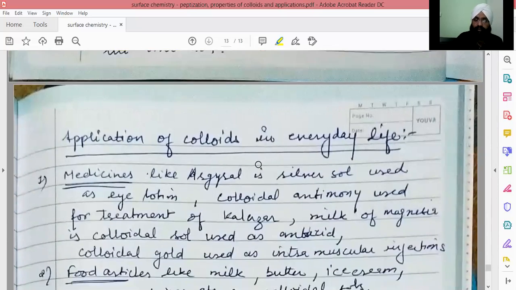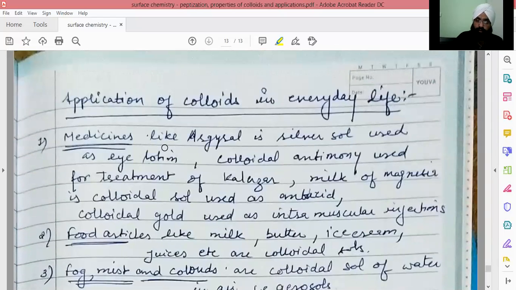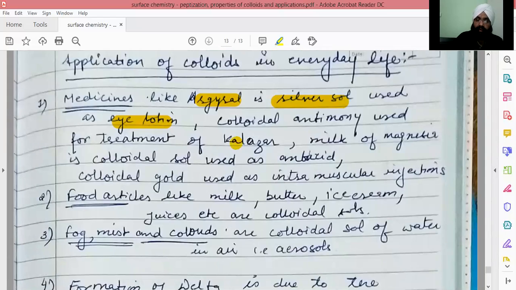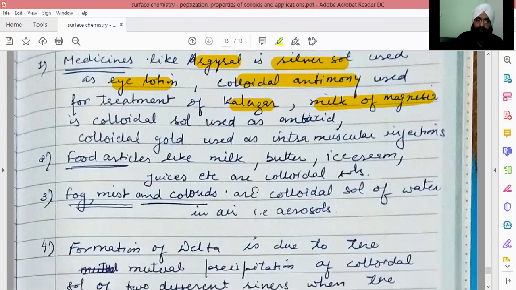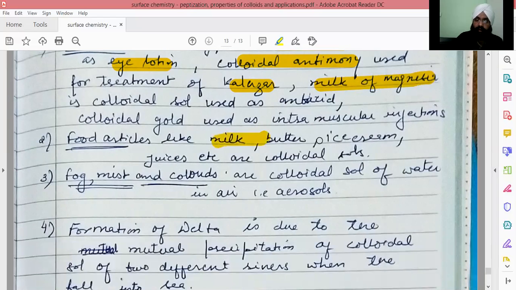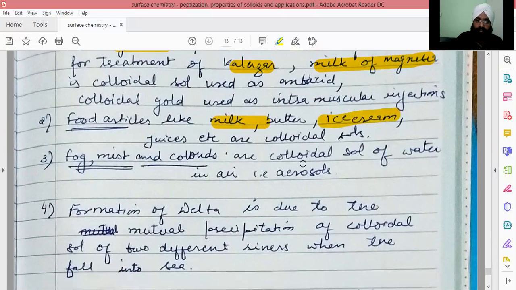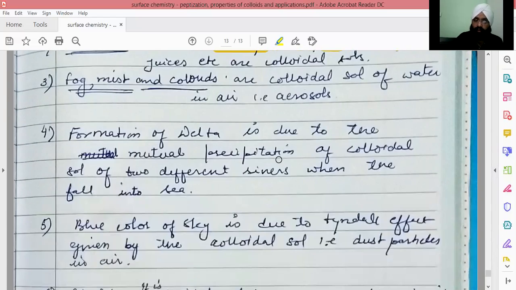Now, applications of colloids in daily life. Medicines like eye lotions of silver sol, argyrol, is a colloidal solution. Kala Azar is treated with colloidal antimony. Milk of magnesia, used as an antacid, is a colloidal solution. Food articles like butter, milk and ice cream are colloidal. Fog, mist and clouds are all colloidal particles.